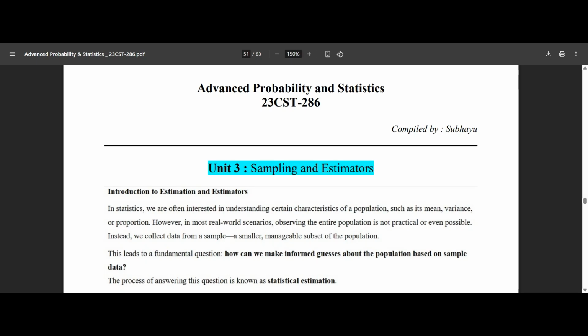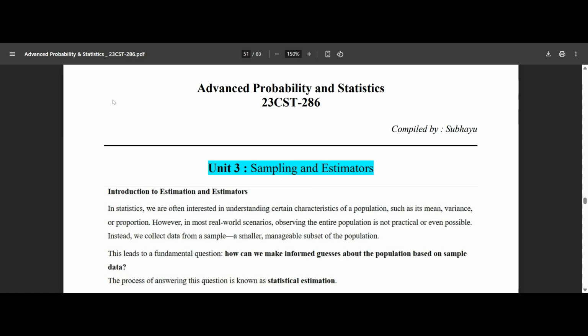In our previous two videos we discussed unit 1, which was the introduction to random variables, and unit 2, which was all about expectation, moments and the different laws of large numbers. Today we are going to start off with our third unit, which is sampling and estimators. So what is sampling and what are estimators?